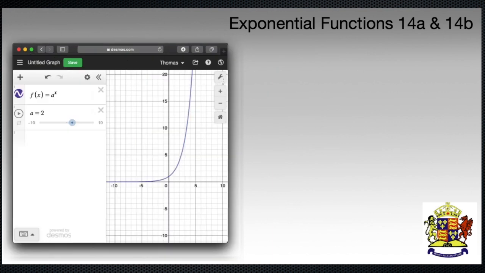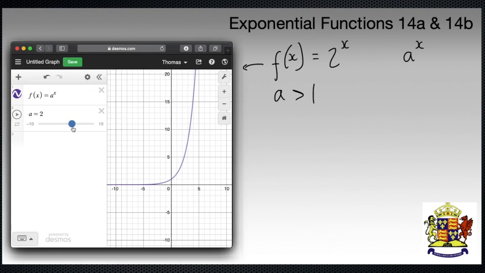Okay, so over here I have the graph of f of x is 2 to the power of x. Remember, we are first going to look at what happens when our a value is greater than 1. So if I start at 1, hopefully you can see that I have a flat line here. That's because anything to the power of 1 equals 1. As I increase this a value, we notice the graph gets steeper and steeper and steeper.